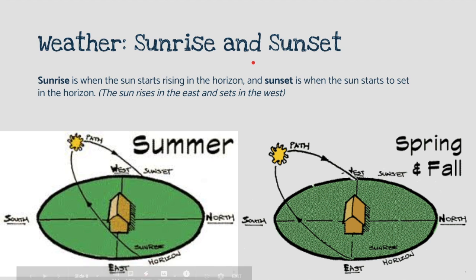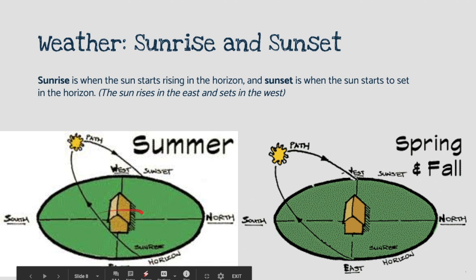Weather, sunrise and sunset. So sunrise is when the sun starts rising in the horizon, and the sunset is when the sun starts to set in the horizon. So the sun rises in the east and sets in the west. So I just wanted to show you guys these pictures because I think they do a really good job of showing sunrise and sunset. This is the path of the sun during summer.